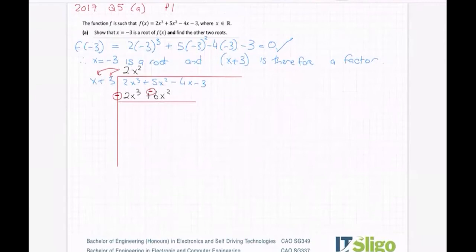So 2x cubed minus 2x cubed then cancels. And you know you're right when this happens. This is what you're hoping will happen. So plus 5 then minus 6 is minus 1x squared. Take down the minus 4x and the minus 3 because we haven't used them yet. And repeat the process.